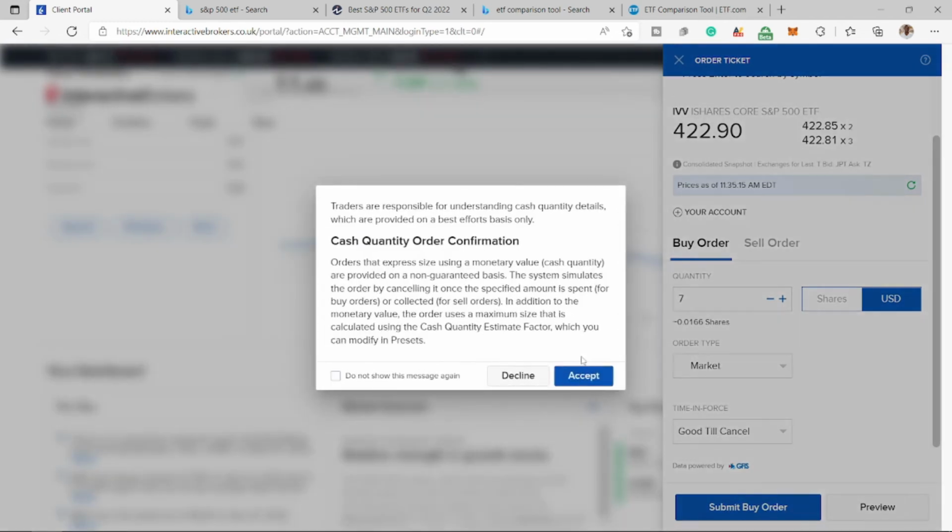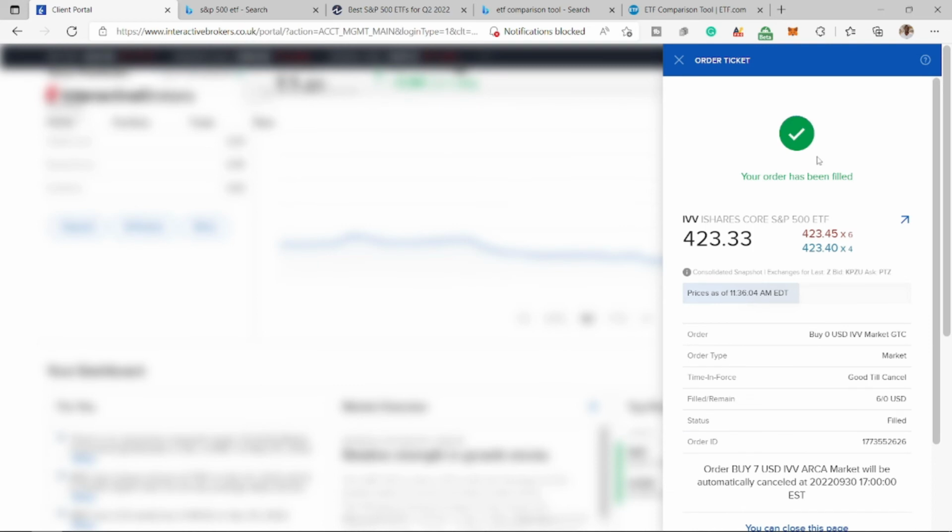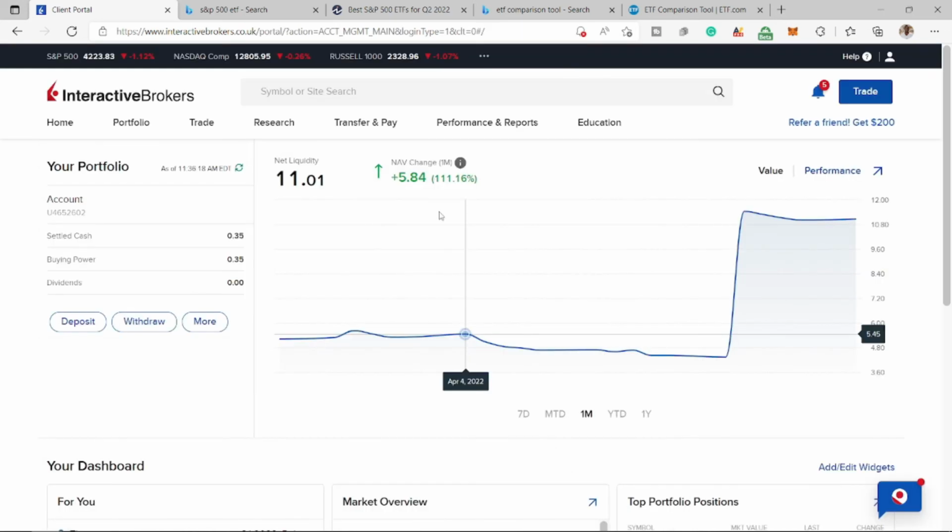accept, and that's pretty much it. My order has been filled, and that's how easy it is to invest in the S&P 500.